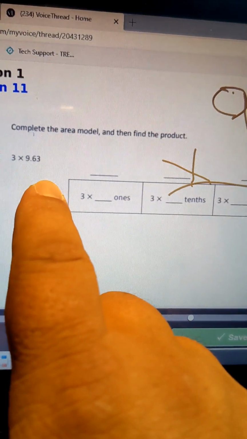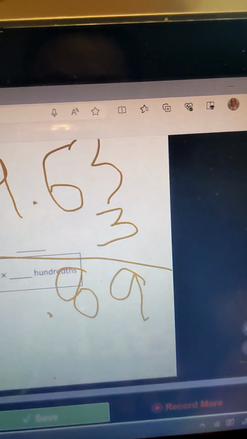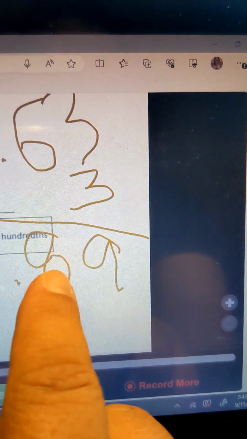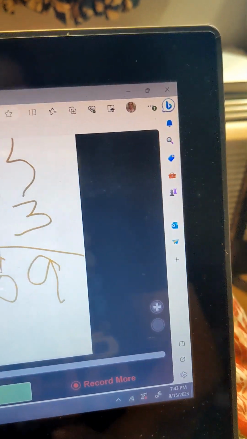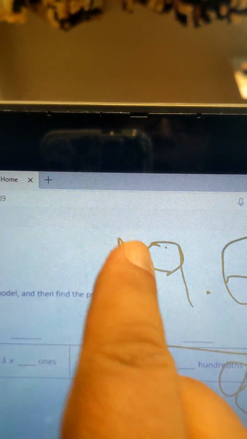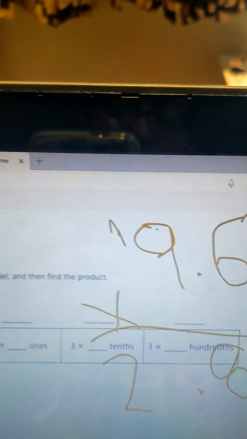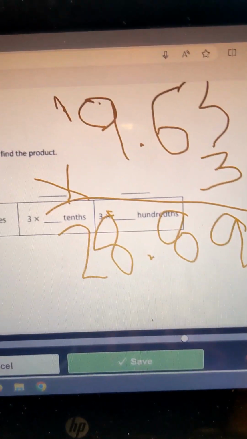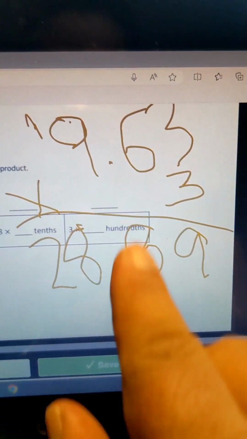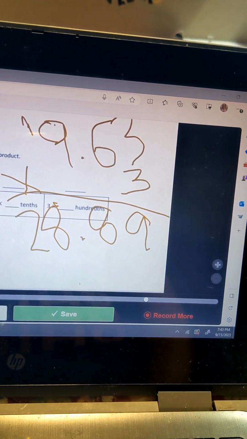Now for this one, 3 times 9.63, you would put your 9.63 here, and then your 3. And then you'd multiply it. 3 times 3 is 9. 6 times 3 is 18. You put the 8 down here, and we're going to carry a 1 over here on top of the 9. 3 times 9 is 27, plus your 1 is 28. Your decimal point always has to be in line. And there's your answer: 28.89.